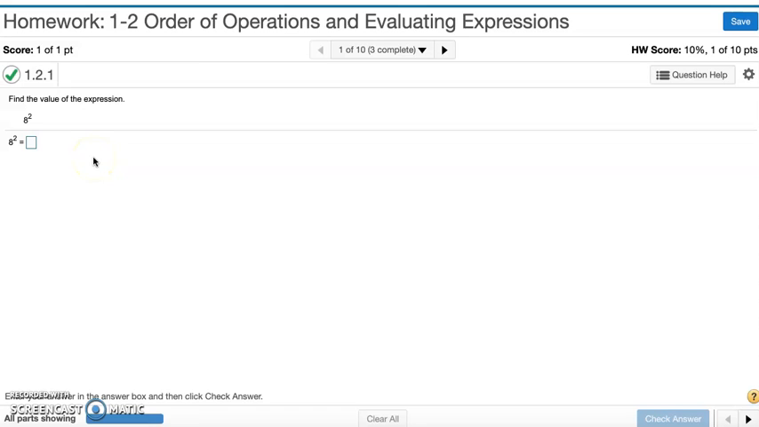1-2, order of operations and evaluating expressions. Number 1 says, find the value of the expression. So we have 8 squared.